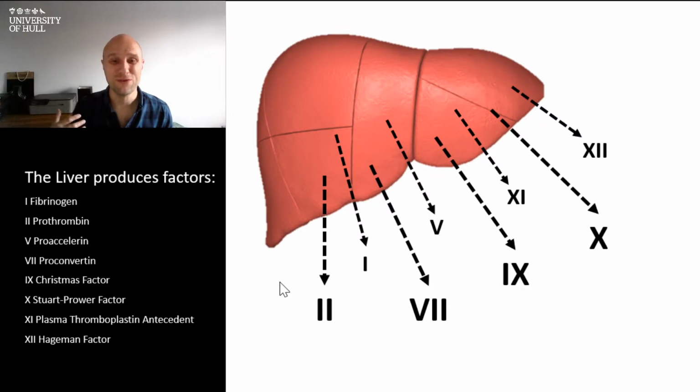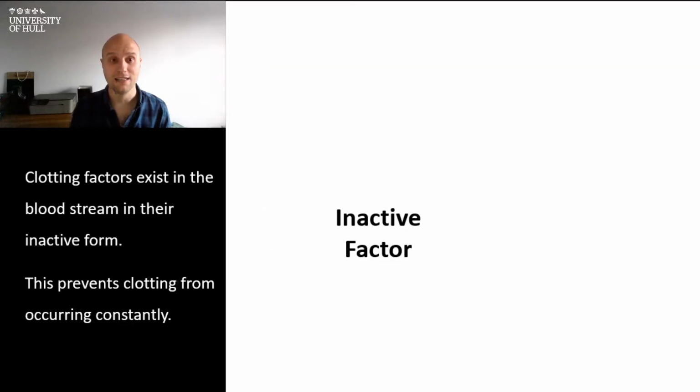So the overwhelming majority of clotting factors are produced by the liver. They're proteins that are produced by the liver, and they're released into the bloodstream, generally in their inactive form. The reason for that is that many clotting factors are proteases, by which I mean they will act on other proteins to break them down.